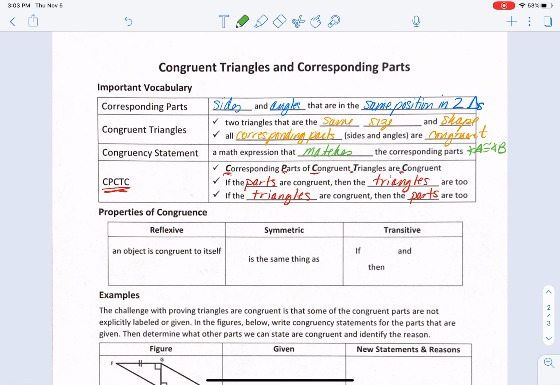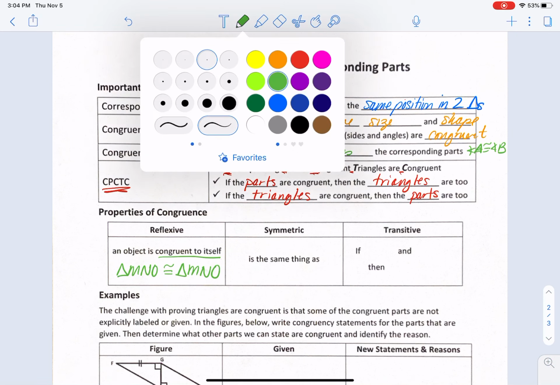Reflexive property of congruence is what allows you to say that something is congruent to itself. That sounds silly, but in math, we cannot state something without a law or reason. It has to be justified, so the justification is called the reflexive property. It allows me to say that triangle MNO is in fact congruent to triangle MNO. And we'll see some examples of that as we finish out this note page.